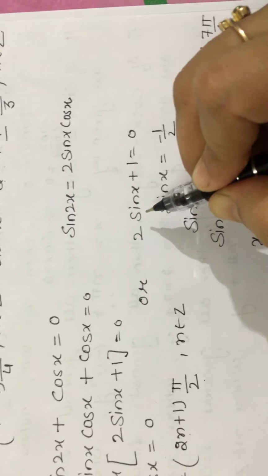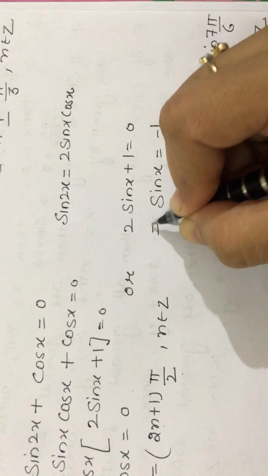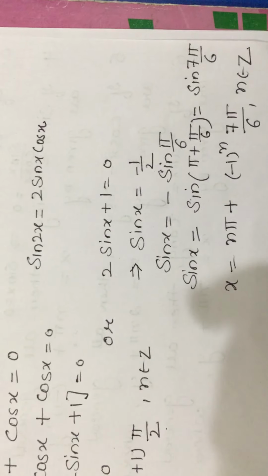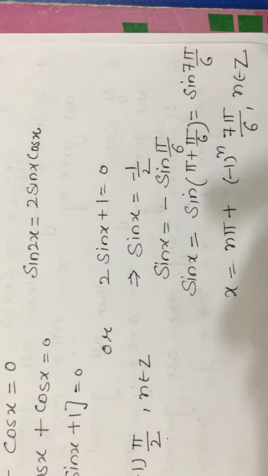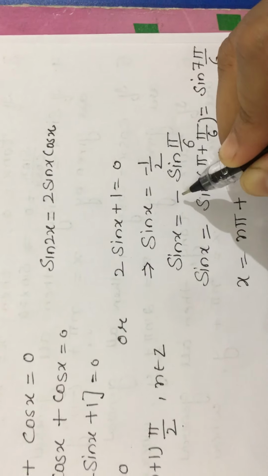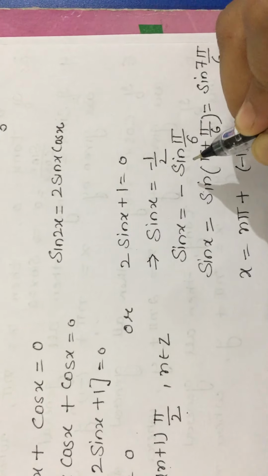Or the second equation is 2 sin x plus 1 equal to 0. So this implies sin x is equal to minus 1 by 2. Sin is 1 by 2 at 30. 30 means pi by 6. So this is sin x equal to minus sin pi by 6. Negative means it will lie either in the third or in fourth quadrant.